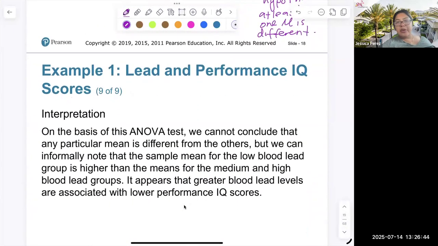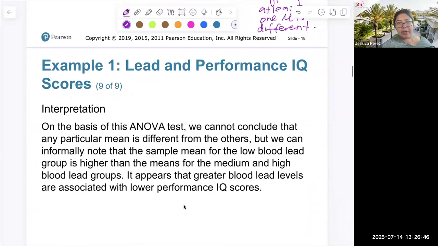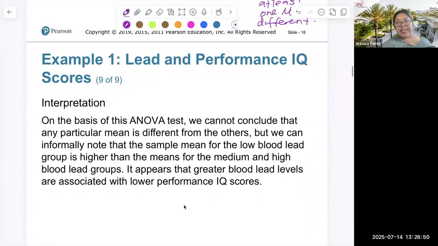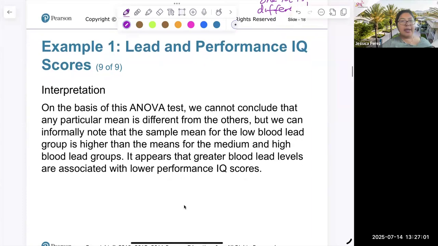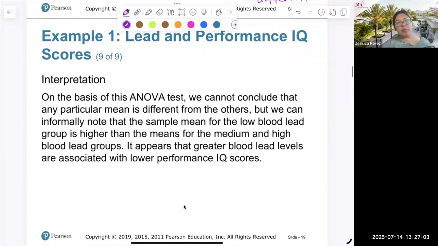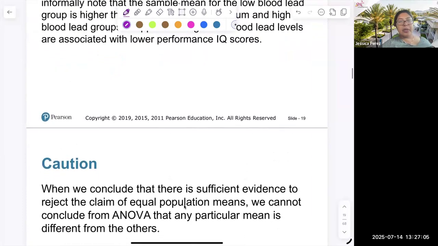So on the basis of the ANOVA test, we cannot conclude that any particular mean is different from the others, but we can informally note that the sample mean for the low blood level is higher than the others. It appears that greater blood levels are associated with lower performance IQ scores.